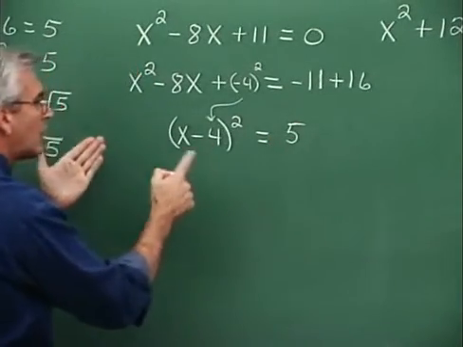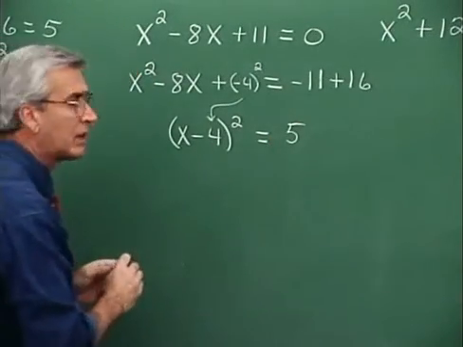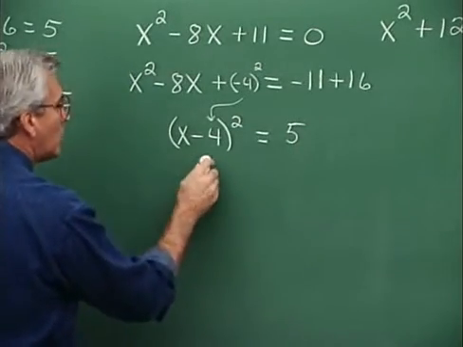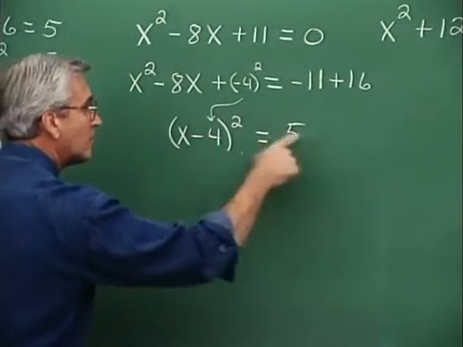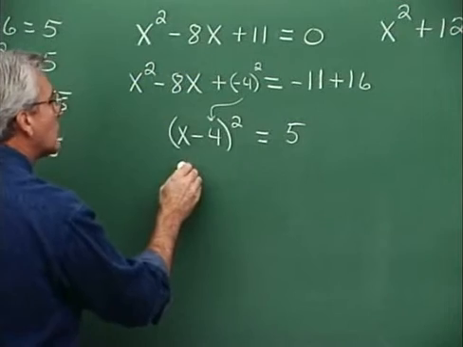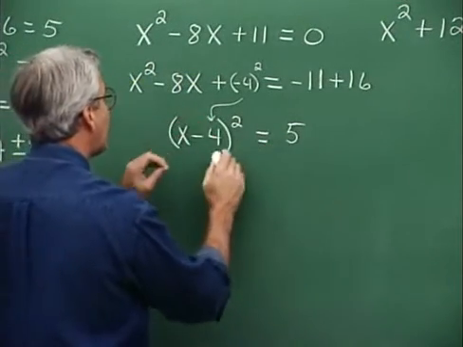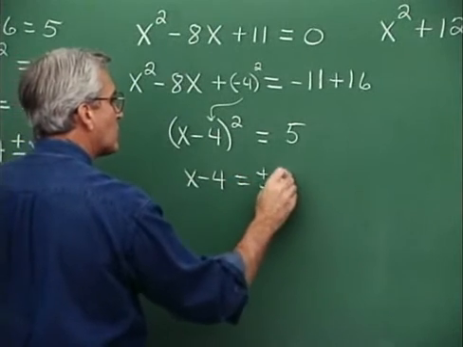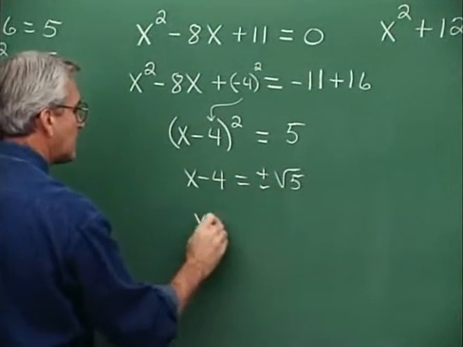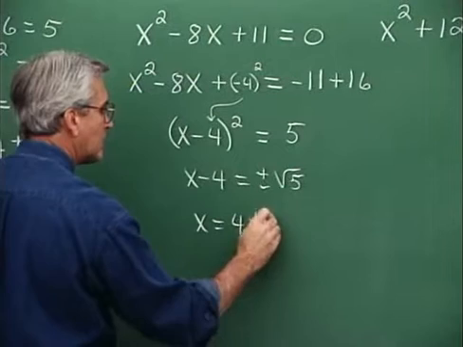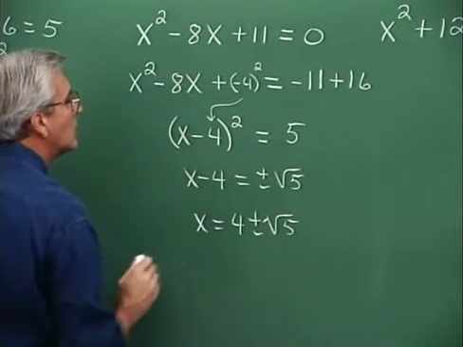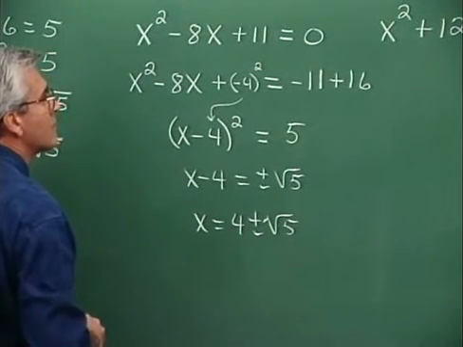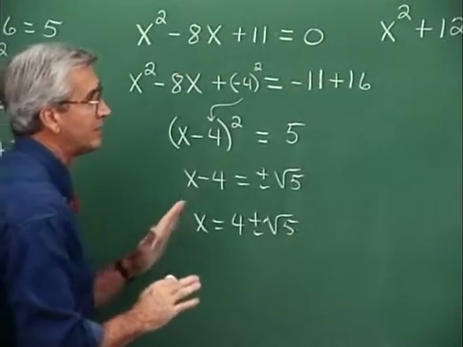And now we're in a position where we were a little bit earlier when we solved this from this factored form. So if this amount squared is 5, then the amount is plus or minus the square root of 5, and x then is 4 plus or minus the square root of 5, our two solutions to the equation. All right, let's go through the process again.